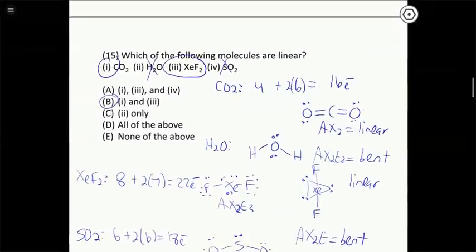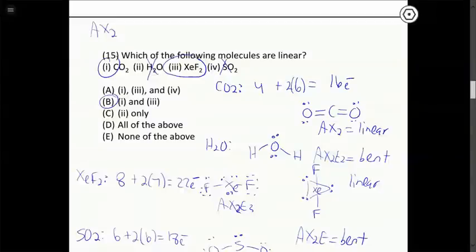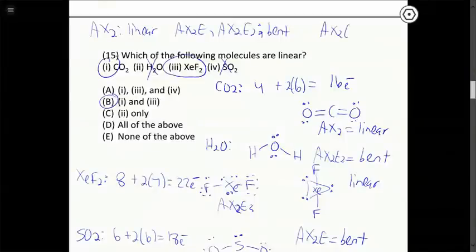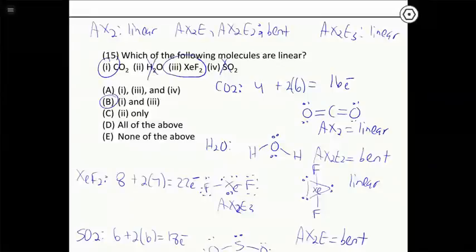Now as a quick rundown, there are obviously a lot more geometries than linear and bent, but as a quick rundown of these types of formulas that have a central atom and 2 outer atoms, you have a few possibilities. You have AX2, which is linear, AX2E and AX2E2 are both bent, and then the last one, AX2E3, is linear. As I said, the number of lone pairs on the central atom is going to determine whether it's linear or bent. But there's a lot of other geometries that go beyond this, so take some time to review that as well. Questions on this or VSEPR in general?